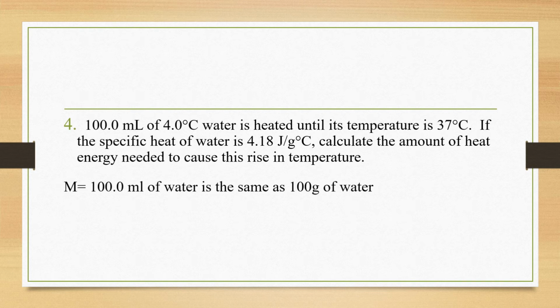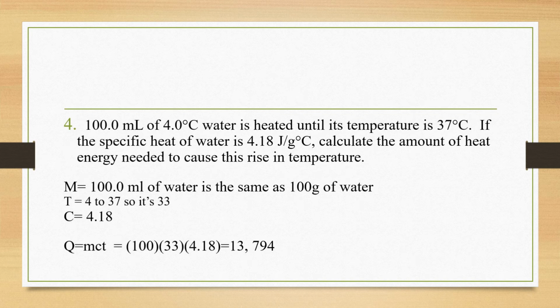Mass is equal to 100, since 100 milliliters of water is the same as 100 grams of water, because the density of water is 1 gram per milliliter. So anytime you see a milliliter of water, you know it's equal to a gram of water. Temperature change is from 4 to 37, so it's 33 degrees. You know the specific heat is 4.18, so then the formula becomes Q equals mC delta T. So 100 times 33 times 4.18 equals 13,794 joules.